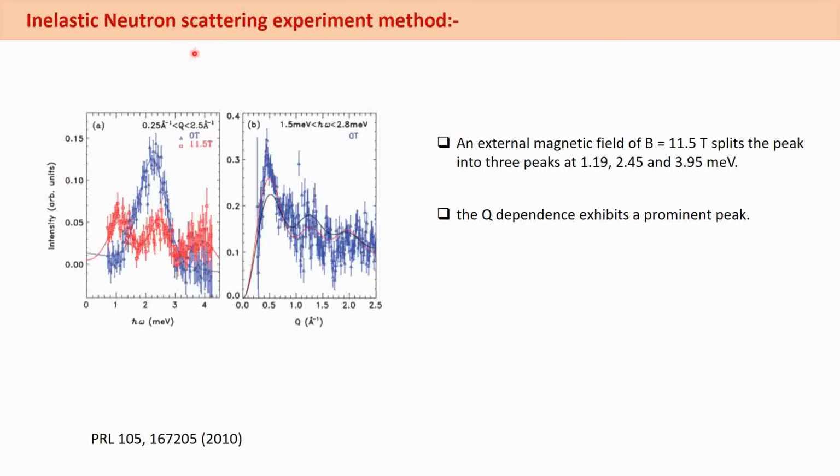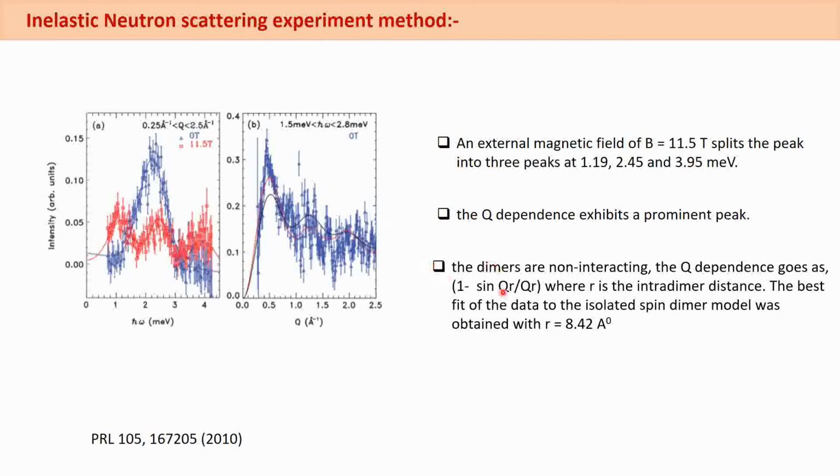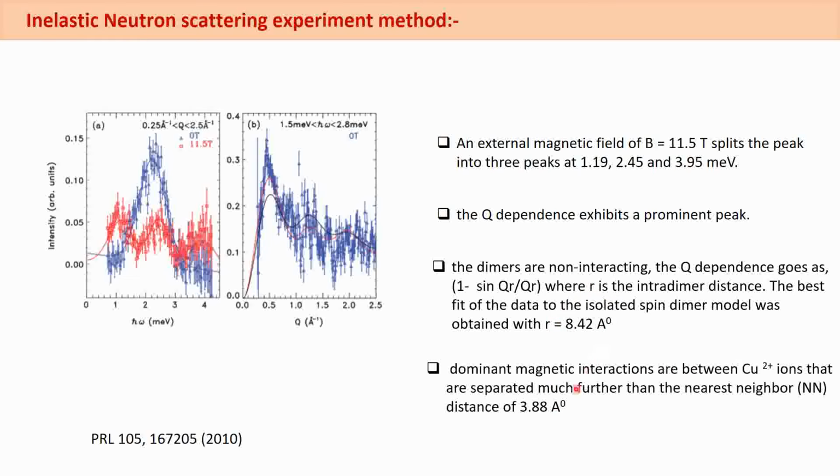First they did a neutron scattering experiment. Here intensity is plotted against energy, and it is shown that with the application of a magnetic field of around 11.5 Tesla, the one peak structure splits into 3 peaks. The Q dependency shows a prominent peak around 0.5, and this curve is well fitted by this equation where the value of R is around 8.42 Angstrom, so this value is again very large compared to the nearest neighbor distance.